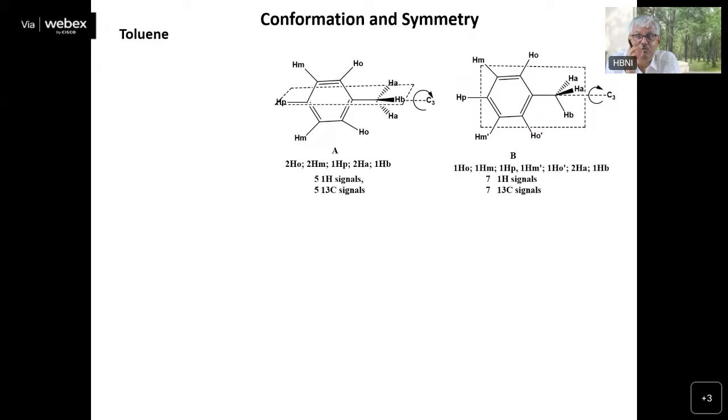Two meta protons are also not equivalent. So in the first case, structure A, you will see 5 1H signals. Similarly, in carbon you will see 5 13C signals. But in the case of structure B, you will see more 1H signals and 7 13C signals if these two conformations are there.